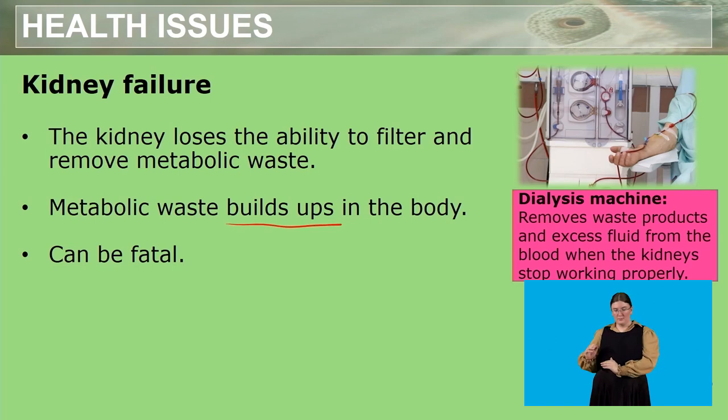So people who have kidney failure have an alternative. They can go for kidney dialysis or renal dialysis, and here is a dialysis machine. What this machine does is that it helps to remove waste products and excess fluid from the blood when the kidney stops working properly.